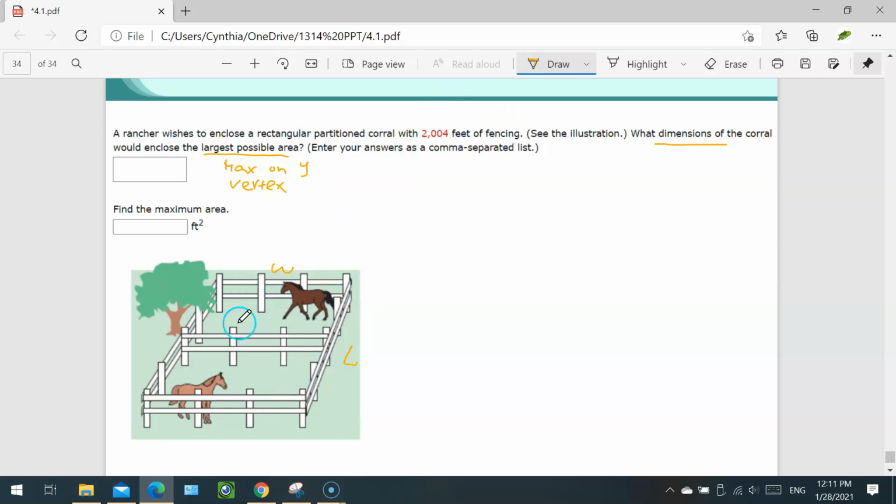Alright, so this figure has 3 widths and 2 lengths, right? They give us the fencing, which means the perimeter already. So the perimeter comes from 2 lengths plus 3 widths, and it tells us it's 2004. So now from here we can find the length is 1002 minus 3/2 w.